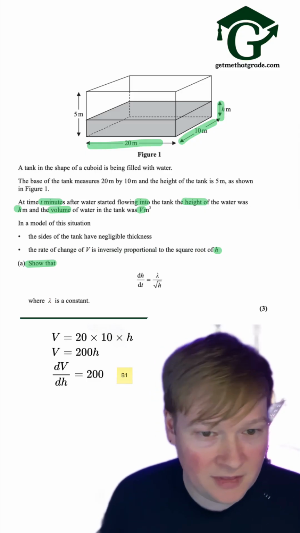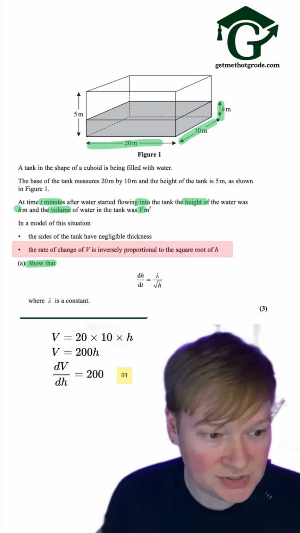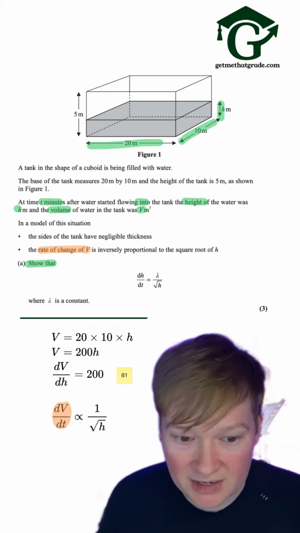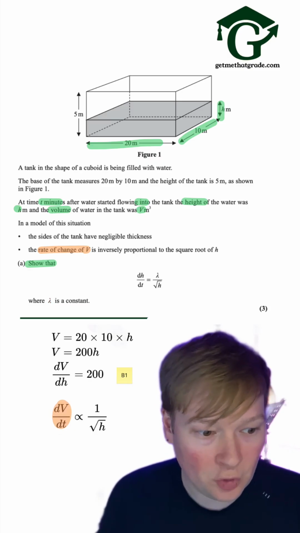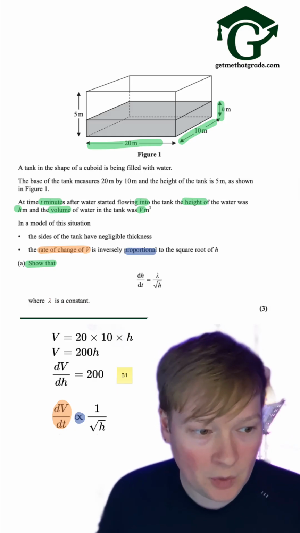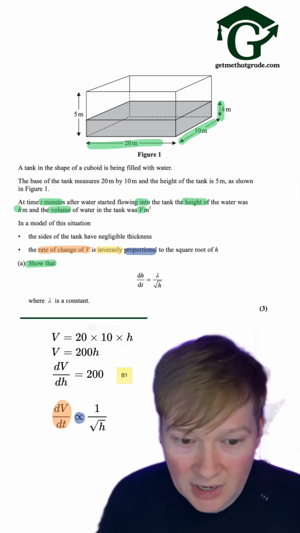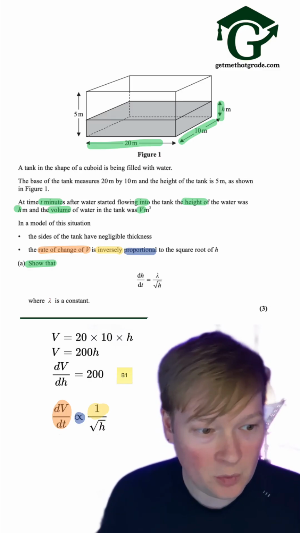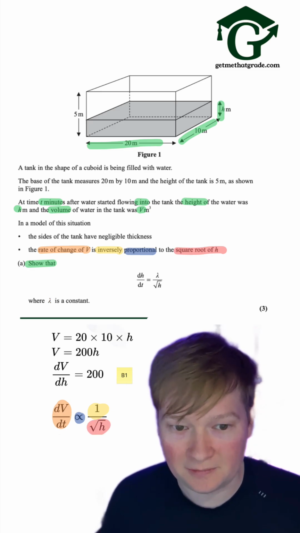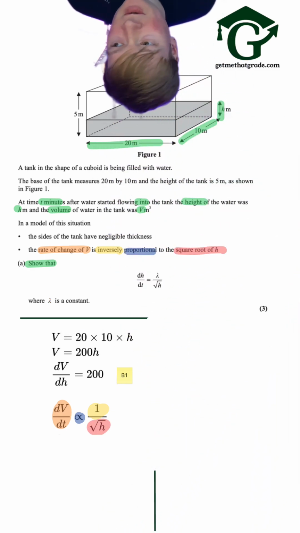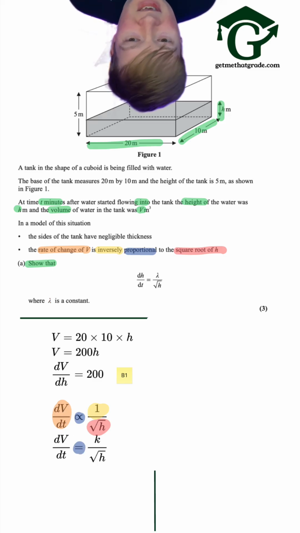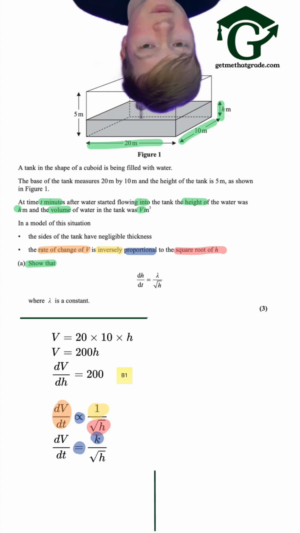Next, we can turn this sentence into some maths. So it says the rate of change of V, that's talking about dV by dt, is inversely proportional. So that word inversely is telling us that we're going to have 1 over. And what is it inversely proportional to? Well, it's the square root of h, as we see here. Remember, that proportion sign, I've highlighted in blue here, becomes equals k, where k is some constant.